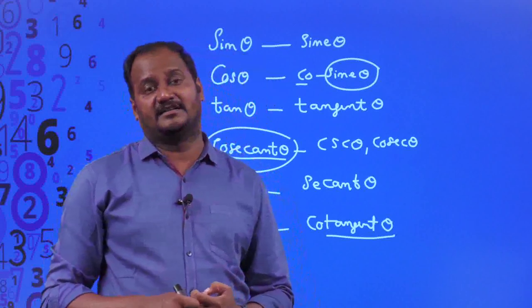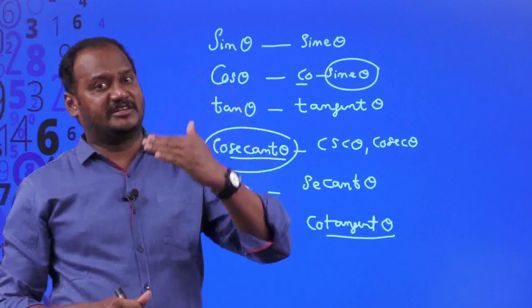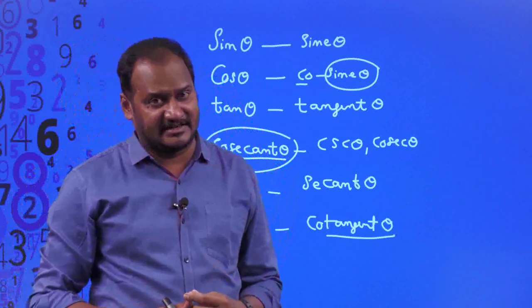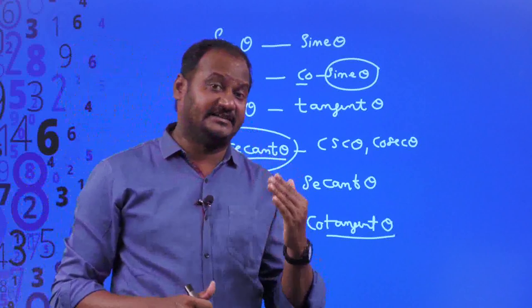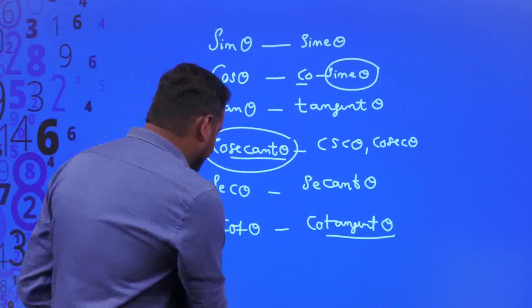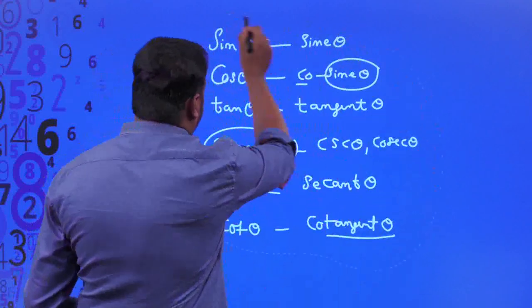And we have already observed that sin theta and cosecant theta are reciprocals. Secant theta and cos theta are reciprocals. And tan theta as well as cot theta are reciprocals. So, I will just write them all clearly, the relationships between trigonometric ratios.